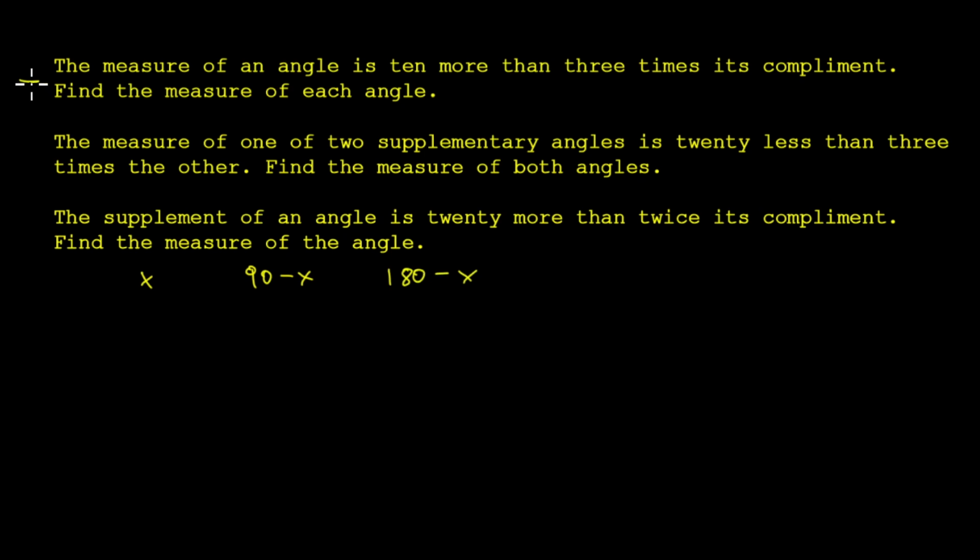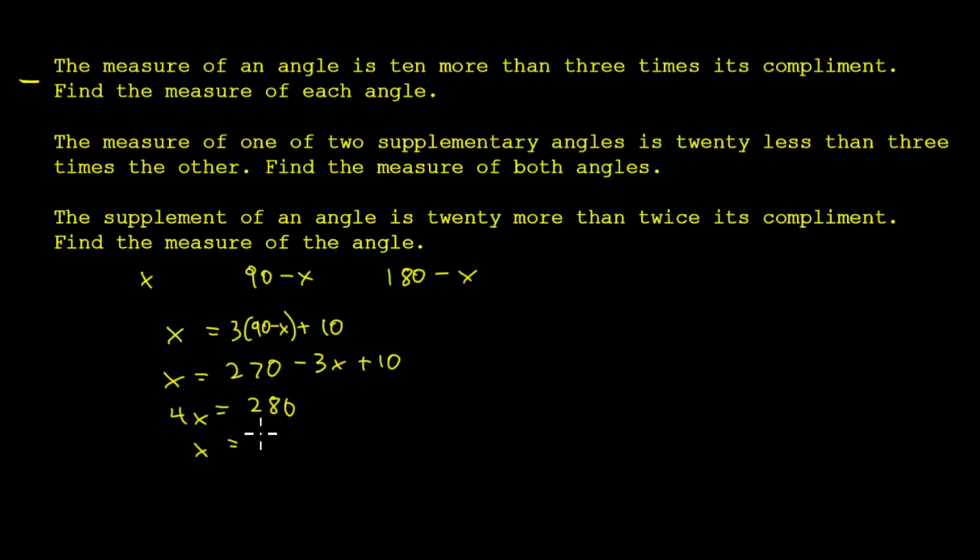So let's start with this one. The measure of an angle is 10 more than 3 times its complement. Find the measure of the angle. So the measure of an angle is 10 more than 3 times its complement, 90 minus x. So x equals 270 minus 3x plus 10, or 4x equals 280, and therefore x equals 70.